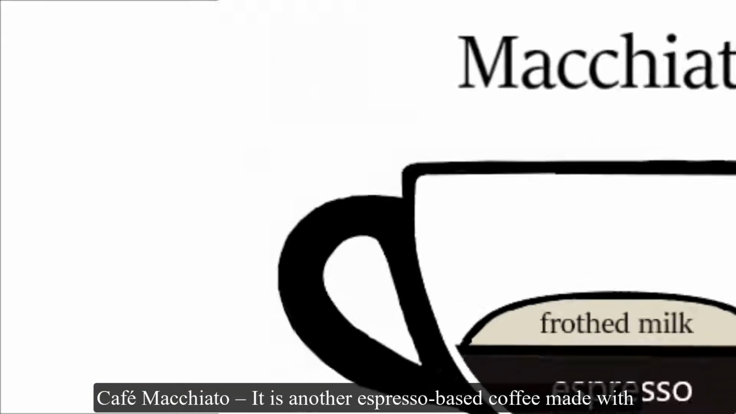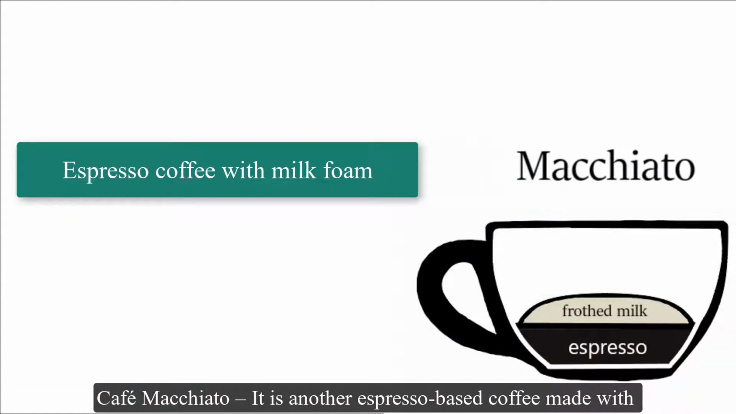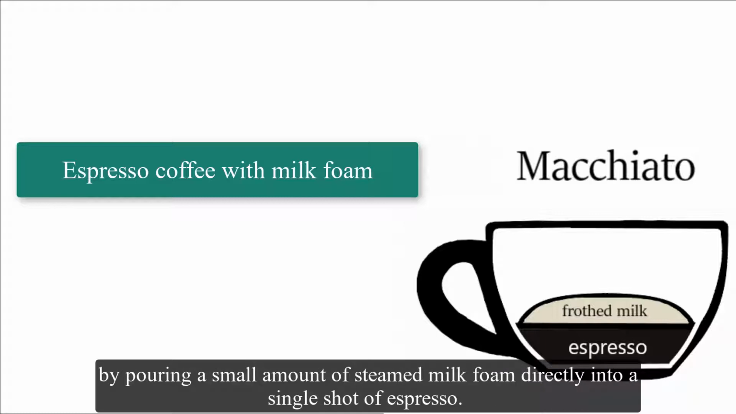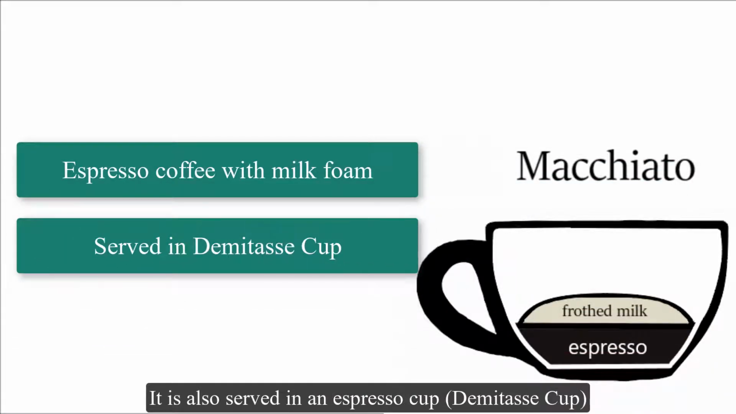Next is cafe macchiato. It is another espresso based coffee made by pouring a small amount of steamed milk foam directly into a single shot of espresso. It is also served in an espresso cup.